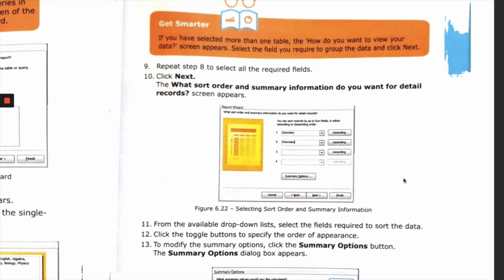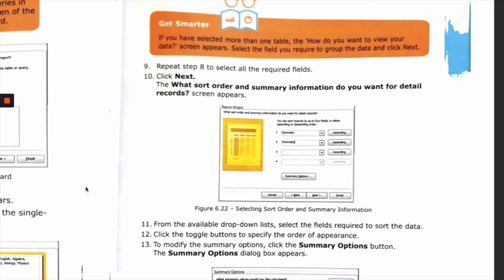Then click Next. The What Sort Order and Summary Information Do You Want for Detail Records screen appears. From the available drop-down list, select the fields required to sort the data. Click the toggle buttons to specify the order of appearance.